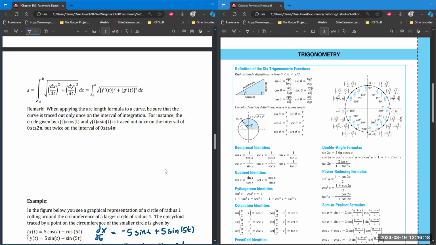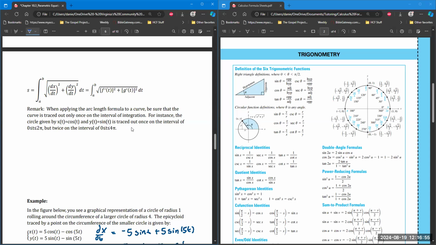For instance, the curve given by x of t equals cosine of t and y of t equals sine of t would be a circle. The unit circle can be traced once on the interval of 0 to 2 pi. But if I had an interval of 0 to 4 pi, I'm going around twice. That would give me double what I wanted for my arc length, if I wanted just the circumference around the circle from 0 to 2 pi. I need to be careful with my limits here.